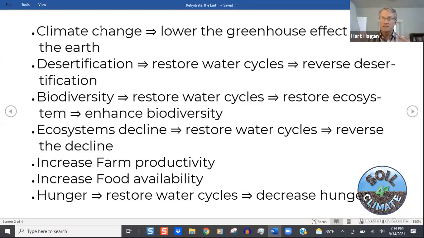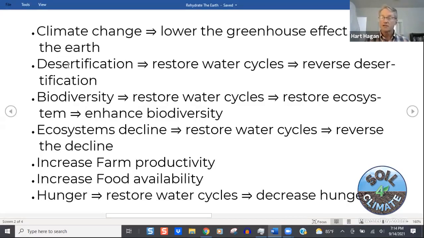So the greenhouse effect is such that we have about 1% more energy coming in than going out. We can change that dramatically by lowering the surface temperatures, because the greenhouse effect is not all about greenhouse gases. Greenhouse gases are part of the greenhouse effect. Another part of the greenhouse effect is surface temperatures. So if we restore water cycles, we can lower surface temperatures and therefore have less energy coming in, more energy going out.